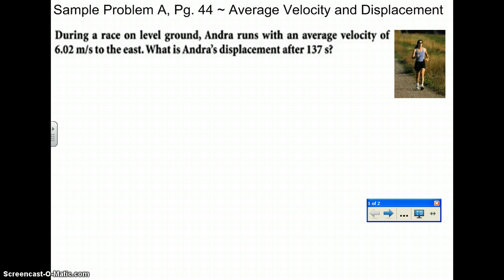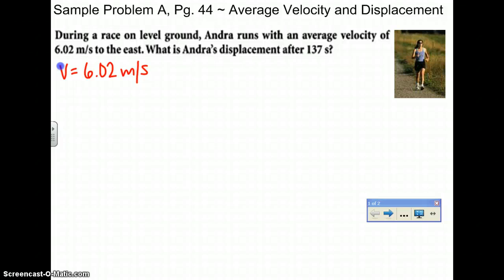So the first thing we want to jot down is things that we already know, variables that are given to us in the problem. So the first one that is given to us is an average velocity of 6.02 meters per second. Now it says to the east, guys, so is to the east implying positive or negative? To the east would imply a positive answer.